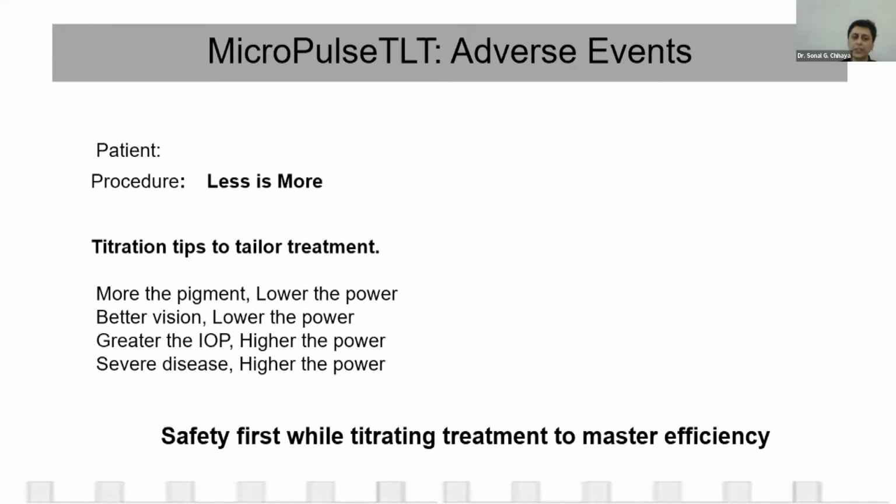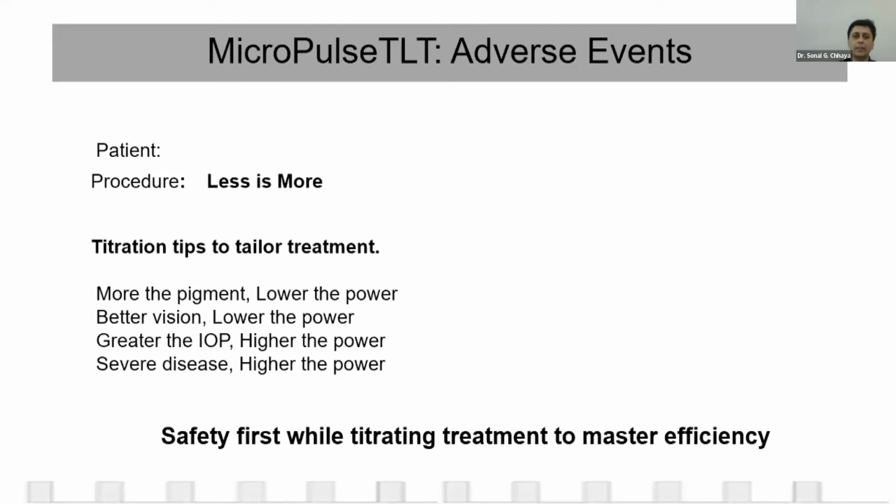A few titration tips to tailor treatment: more the pigment, lower the power; better the vision, lower the power; greater the intraocular pressure, higher the power; and more severe the disease, higher the power. So the mantra to optimize the utility of this therapy would be to maintain safety first while titrating treatment to master efficiency.